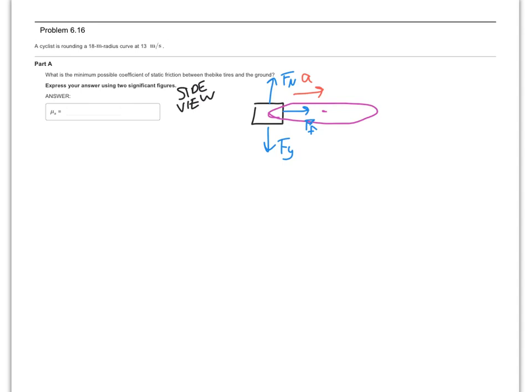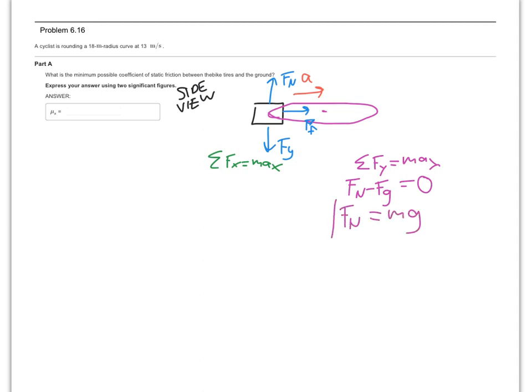So now I can go ahead and set up max and may. In the y direction, I have the normal force and the force of gravity, so Fn minus Fg, and that's going to be equal to 0 because it's not accelerating vertically. So that means that my normal force is just going to be equal to mg. I don't know the mass of the bike in this case, so I'm just going to leave that like it is.